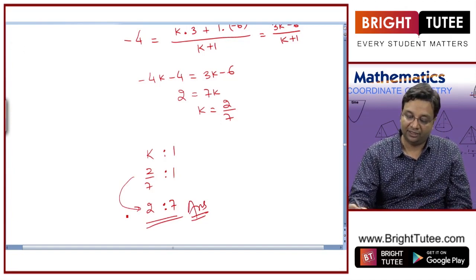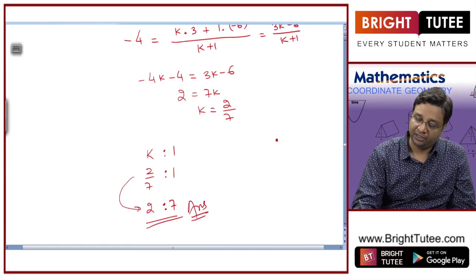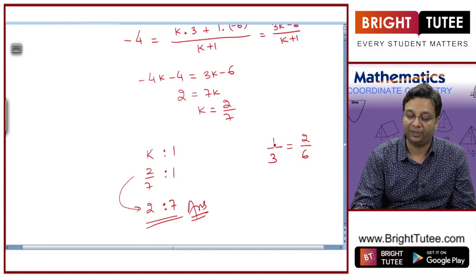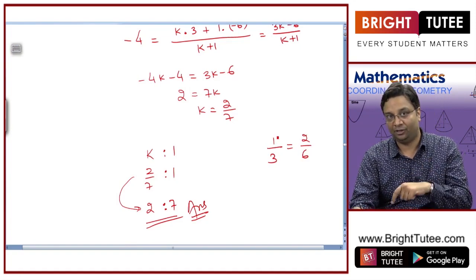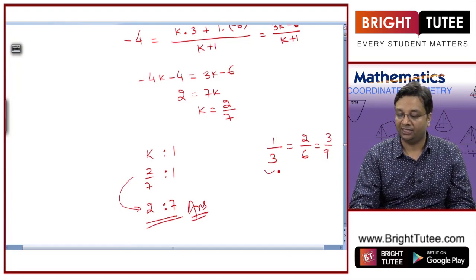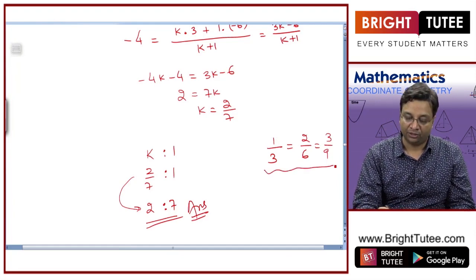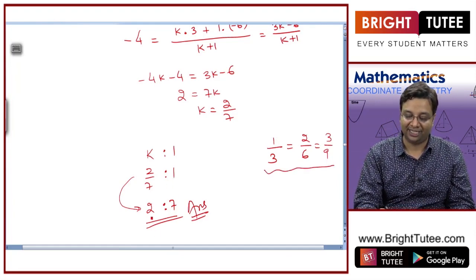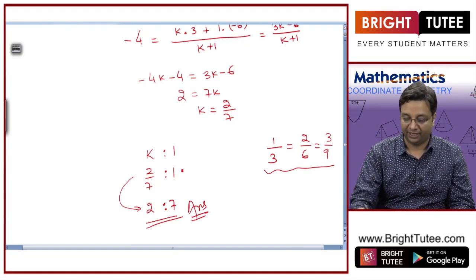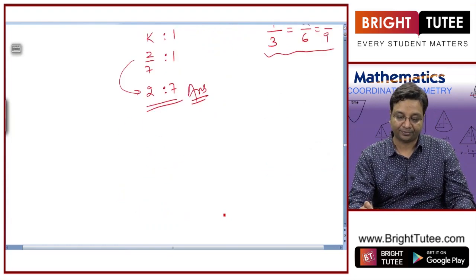You can always write this ratio, right? For example, if there is a ratio given like this, 1 by 3, I can write it like 2 by 6 by multiplying 2 in the numerator and denominator. I can write it like 3 by 9. All these are same, right? So 2 by 7 is to 1 is same as 2 is to 7 because I have just multiplied these by 7, right? So this is your answer.